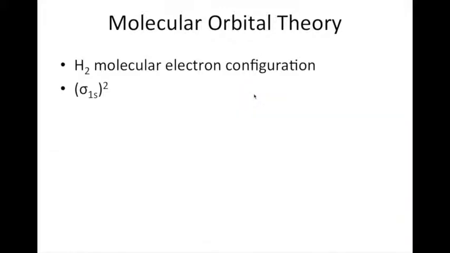So hydrogen, its molecular electron configuration would look something like this. We have a sigma 1s bonding molecular orbital, and we have 2 electrons in there. So that's kind of like writing 1s2, as we used to when we were writing electron configurations for atoms. Now we're writing electron configurations for molecules.